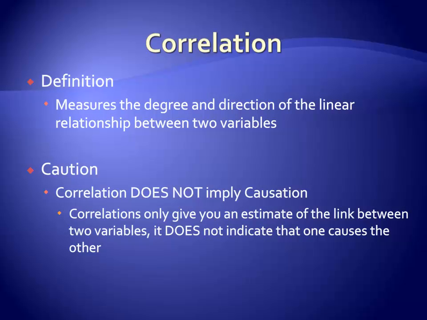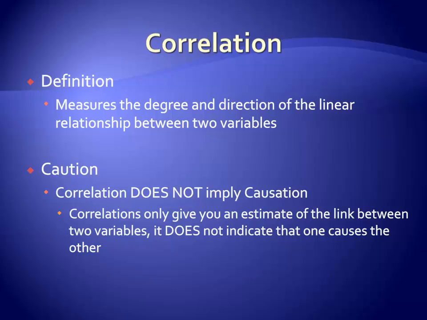So let's begin. To review, a correlation measures the degree and direction of the linear relationship between two variables. What this means is that the strength of the relationship between two variables is represented by the value of the correlation. Remember Cohen's guidelines here. Around 0.1 is weak, 0.3 is moderate, 0.5 and above is strong.